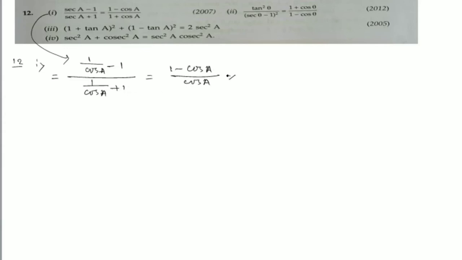Okay. Now we will solve problem number 12. The first problem is sec A minus 1 divided by sec A plus 1. It is very easy. Sec A means 1 by cos A, so it is 1 by cos A minus 1 divided by 1 by cos A plus 1. You can write it as 1 minus cos A by cos A, and cos A will be the LCM, divided by 1 plus cos A by cos A. Okay, cos A vanishes, then we can write it as 1 minus cos A divided by 1 plus cos A, and I have proved it. Okay, it is very easy.